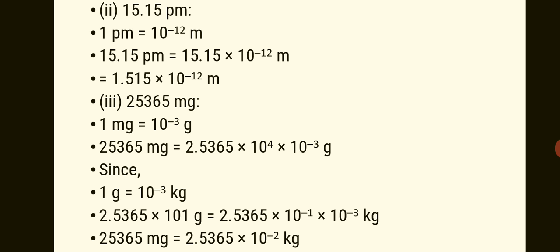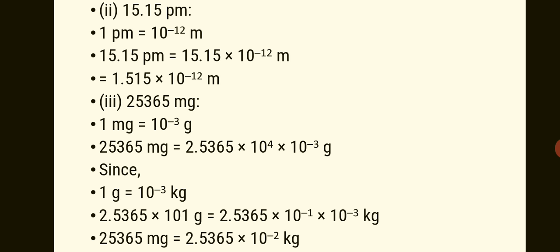Now see the third problem. 25,365 milligram. Milligram is not an SI unit of mass. The SI unit of mass is kg, so we'll convert this into kilogram. We know 1 milligram is equal to 10 raised to power minus 3 gram. Milli, small m, means 10 raised to power minus 3. You can see it in the table, learn it by heart.